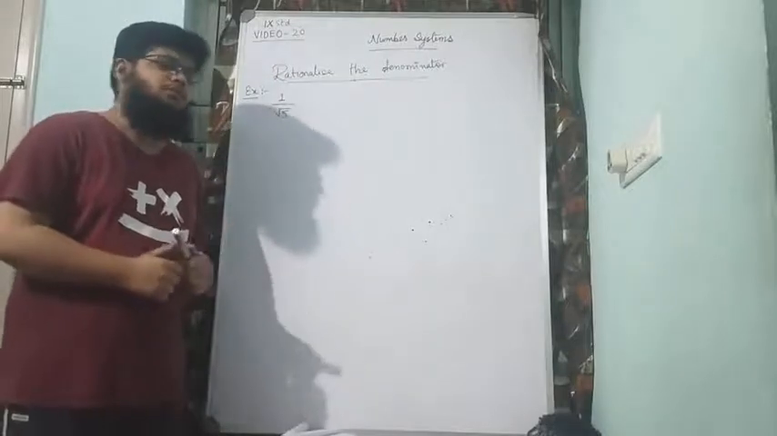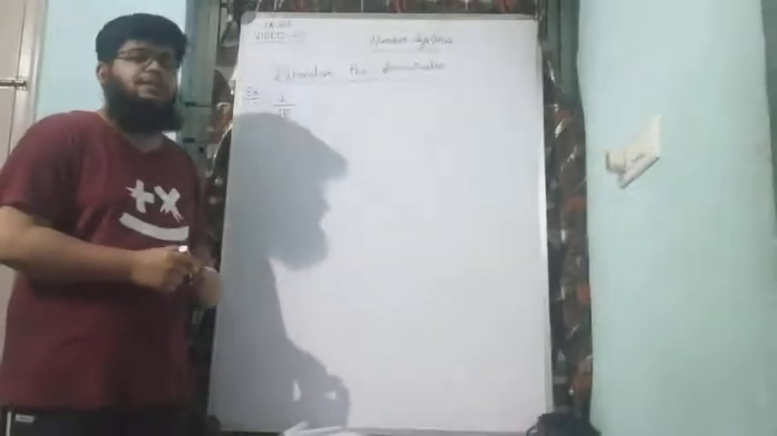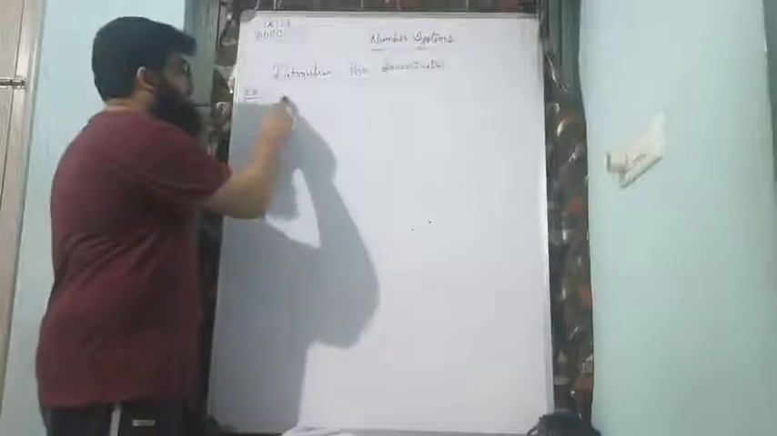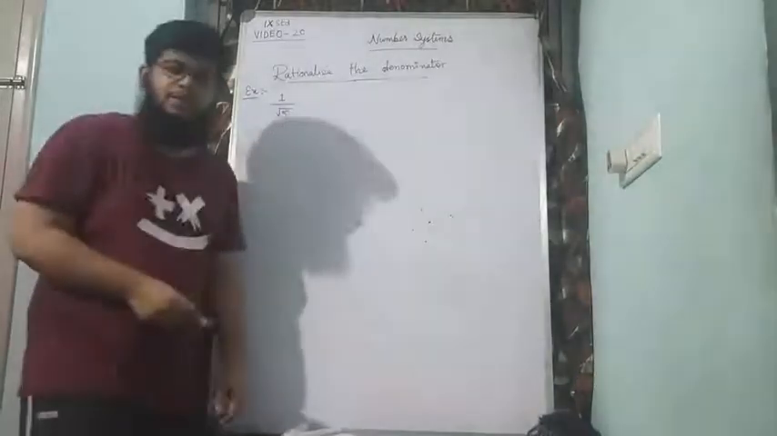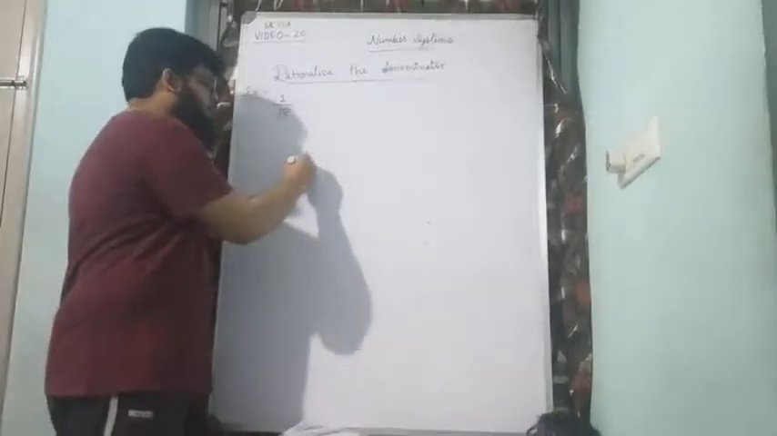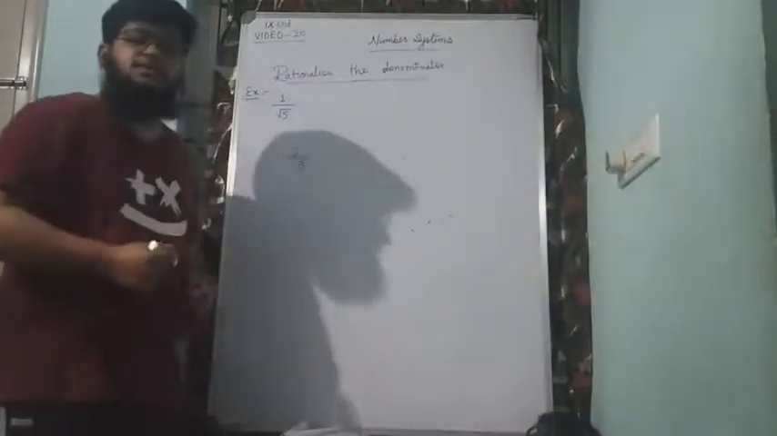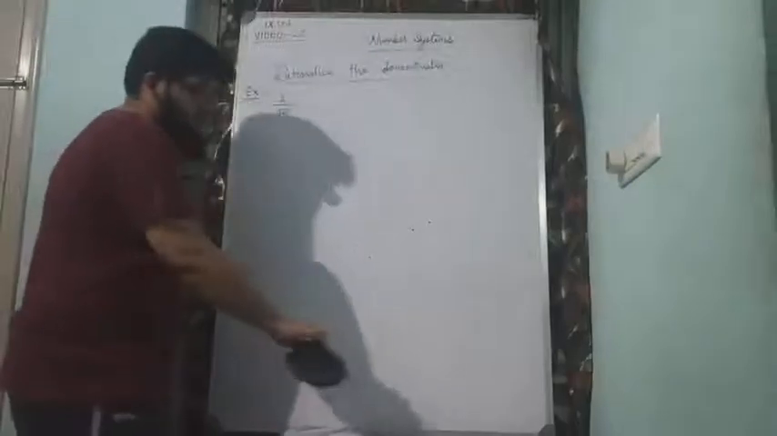I have written a question here on the board which is 1 by root 5. In 1 by root 5, 1 is the numerator and root 5 is the denominator. Just like if you have 2 by 3, 2 becomes the numerator and 3 becomes the denominator. Now what do you mean by rationalizing the denominator?